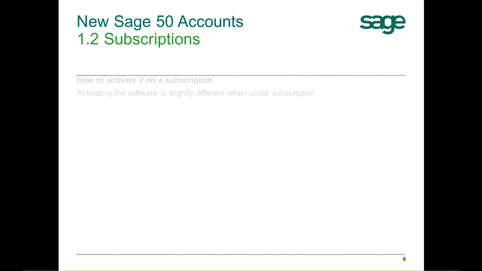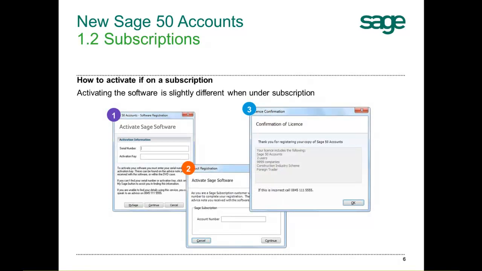Now, activation is slightly different, so once you enter the serial number and activation key, you will be prompted to enter the account number. Normally you would just enter your serial number and activation key, but now you also have to enter your account number, and that will then be able to recognize if your customer or yourself are on a subscription.